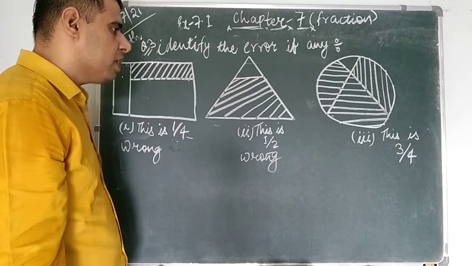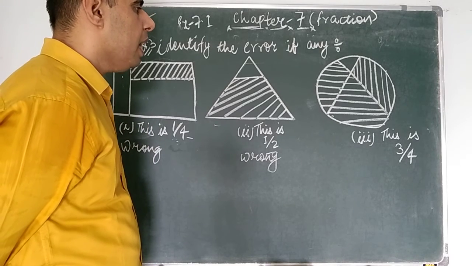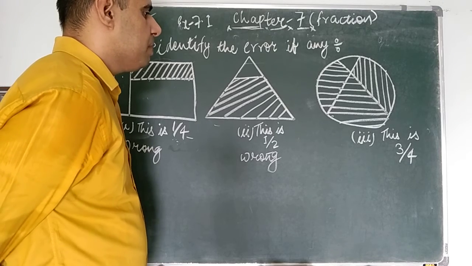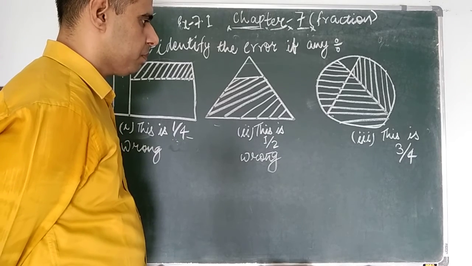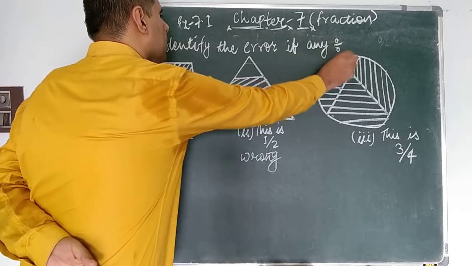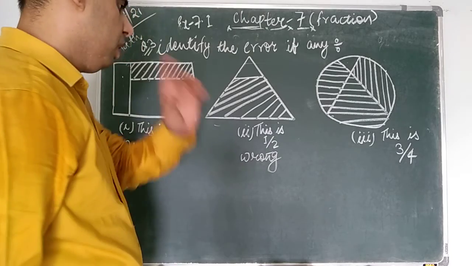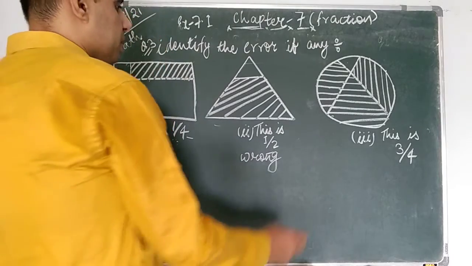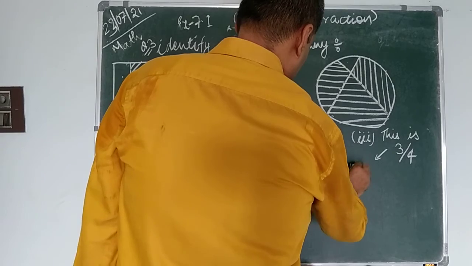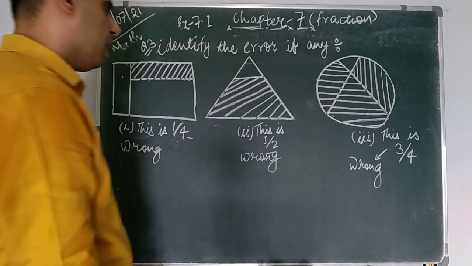Similarly, the third figure is a circle and the figure has been divided into 4 parts. Though the figure has been divided into 4 parts, they are unequal parts because this region is very small as compared to the rest of the 3 regions. So this also doesn't represent 3 by 4. It is wrong.